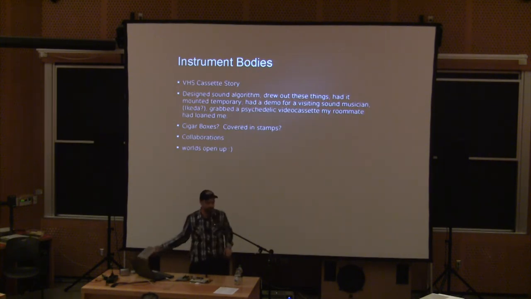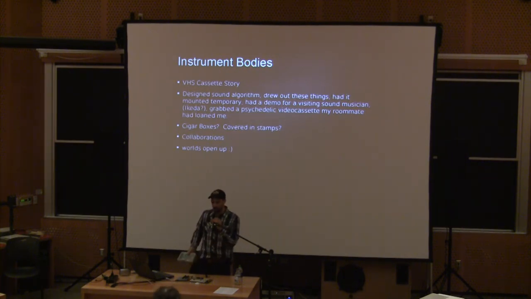And it turns out that VHS cassettes are really groovy for making all kinds of electronic instruments because they're easy to work with, they're inexpensive if you break them, they're about hand size, you can open and close them, you can get clear ones so you can see right through. So I highly recommend VHS cassette boxes for all kinds of instruments and maybe other things too.